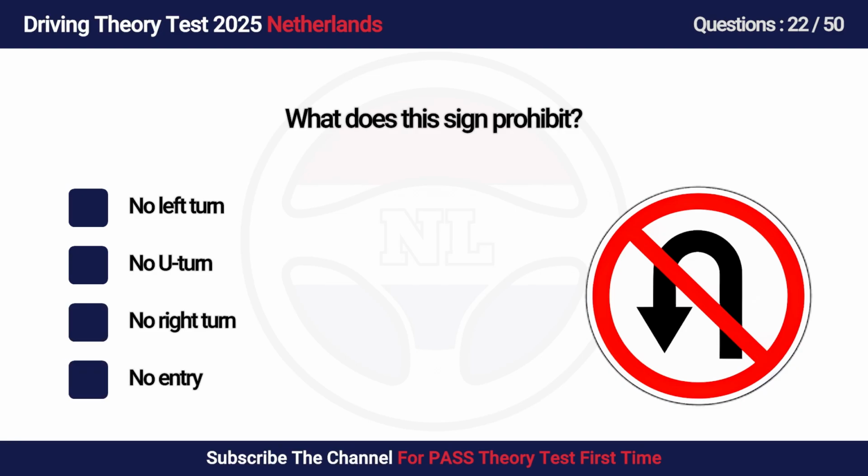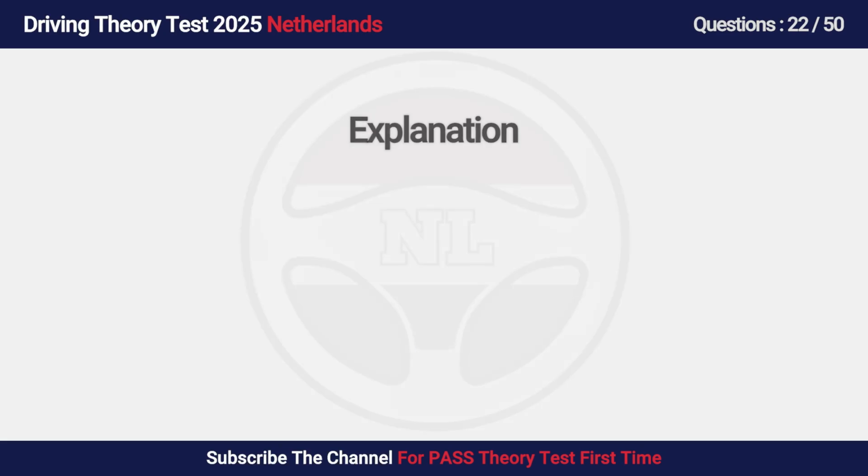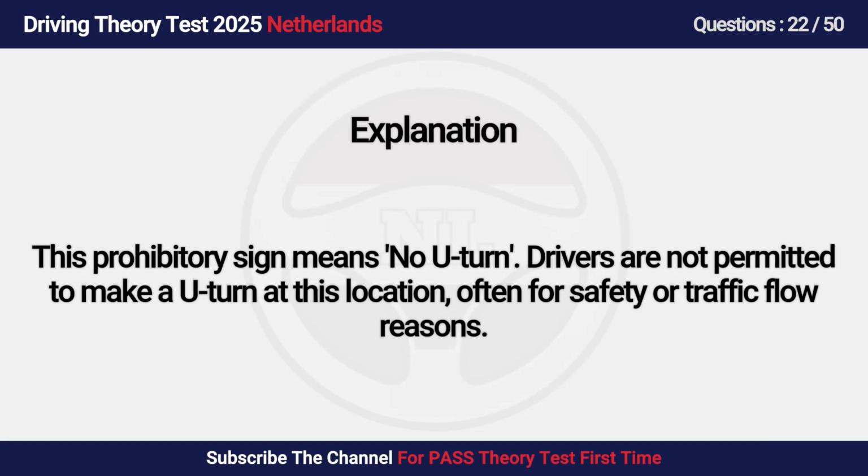A. No left turn. B. No U-turn. C. No right turn. D. No entry. Answer is B. No U-turn. This prohibitory sign means no U-turn. Drivers are not permitted to make a U-turn at this location, often for safety or traffic flow reasons.